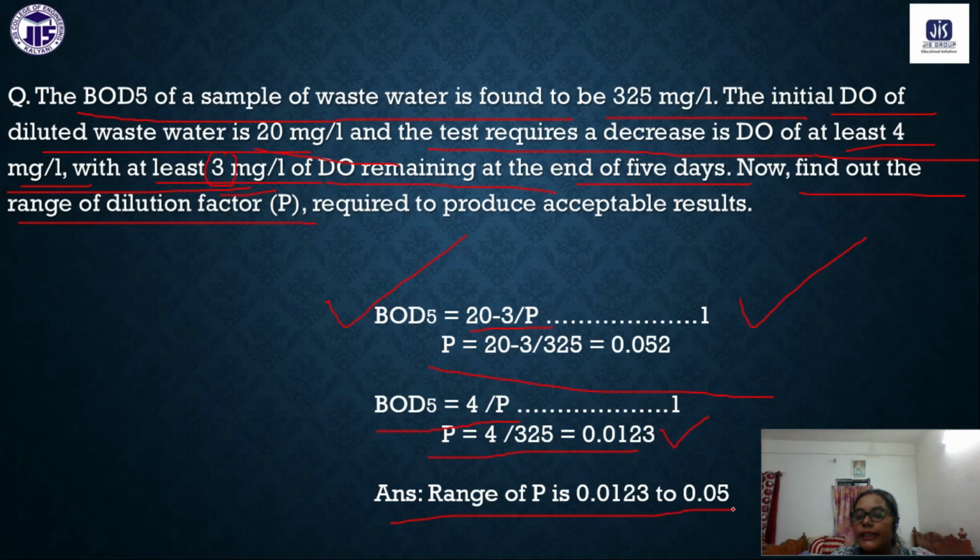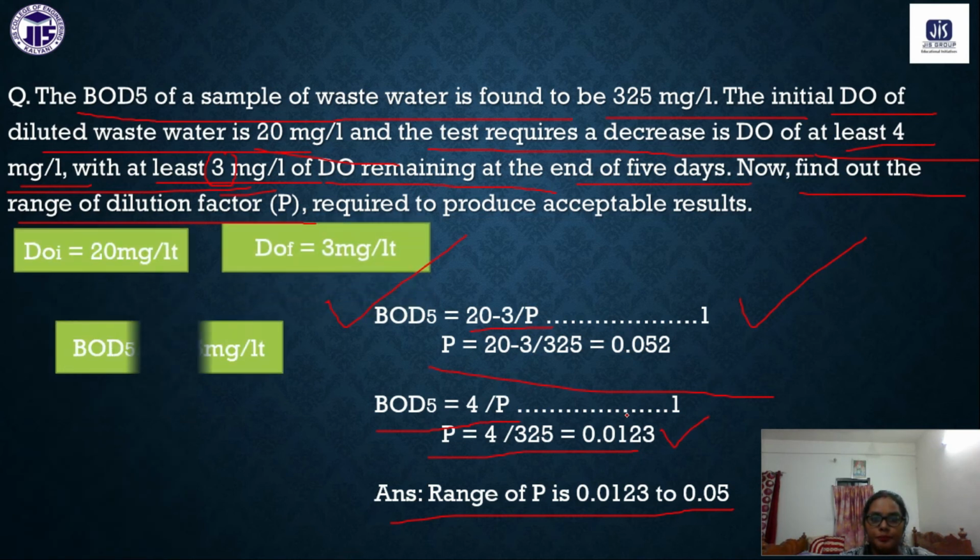So here is your range of P value, the range of dilution factor. Understand? So while you are having the range of BOD, you have to find out the range of dilution factor. That means you have to find out two values, otherwise you cannot know the range. Understand? So next question.